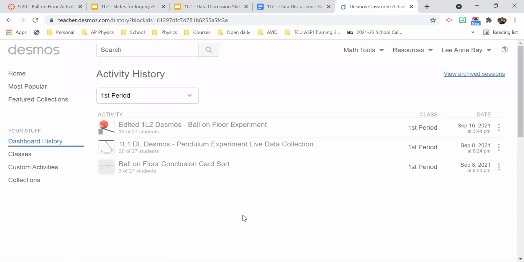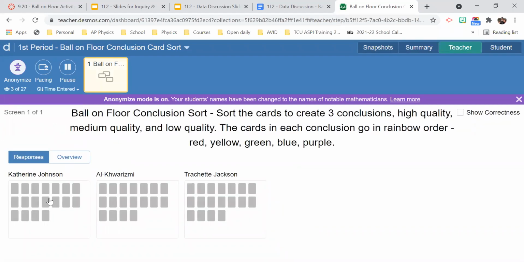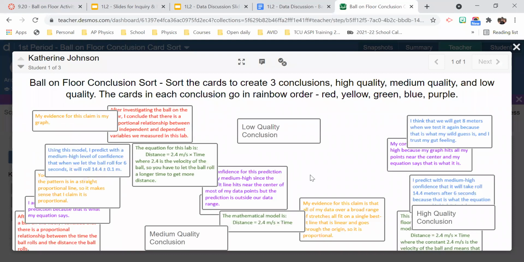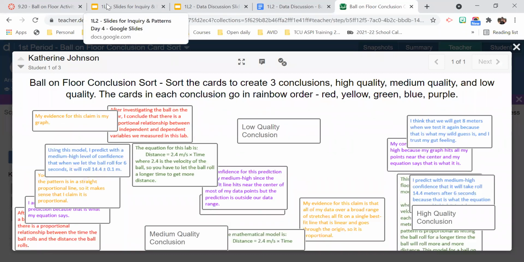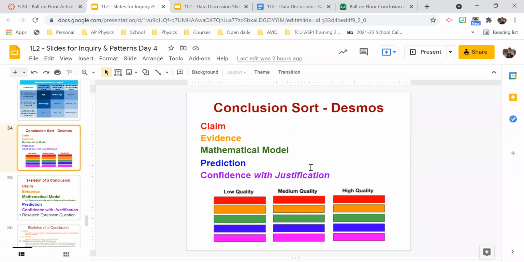Let's see if I can pause share, turn that on and anonymize it. All right, so resume share. There we are. So we've got anonymized. Y'all don't know who these people are. And we're going to look at the ball on the floor card sort. It's going to be the same color as what we have over here. For our claim is red, evidence is yellow.